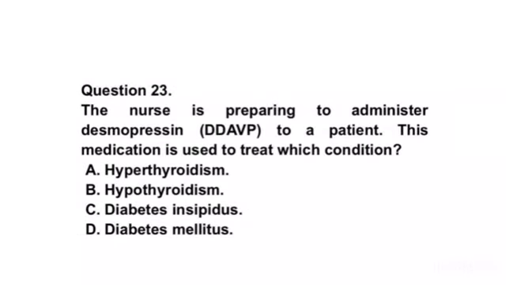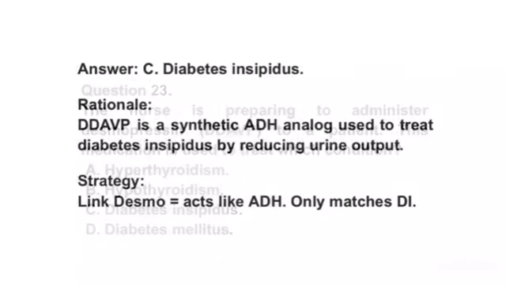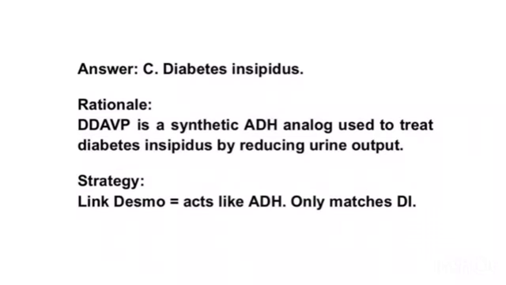Question 23. The nurse is preparing to administer desmopressin, DDAVP, to a patient. This medication is used to treat which condition? A. Hyperthyroidism. B. Hypothyroidism. C. Diabetes insipidus. D. Diabetes mellitus. Answer C. Diabetes insipidus. Rationale: DDAVP is a synthetic ADH analog used to treat diabetes insipidus by reducing urine output. Strategy: link desmo, acts like ADH, only matches DI.